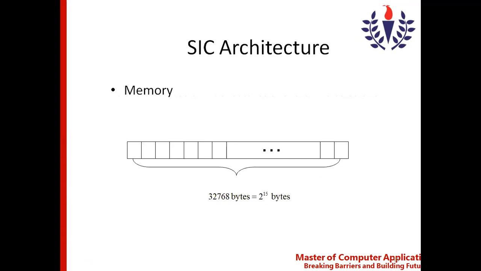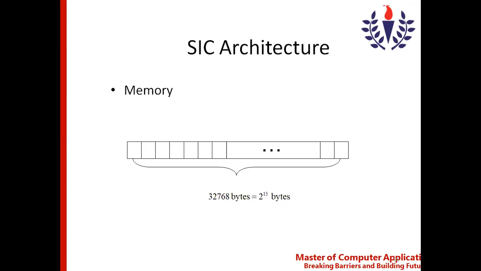We'll move on to the features of SIC. If you take the machine architecture, whether it is SIC or SIC/XE, there are certain common features we focus on. Those are memory, instruction format, data format, registers, and instruction set. We have addressing mode, and finally input and output operation. These are the features we are going to discuss with respect to the SIC machine as well as the SIC/XE machine. So coming to the SIC architecture, the first feature is memory.